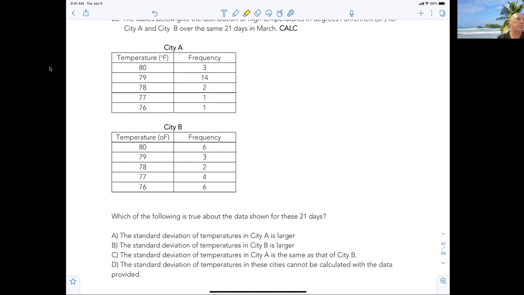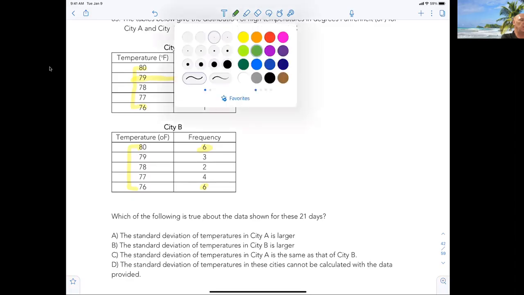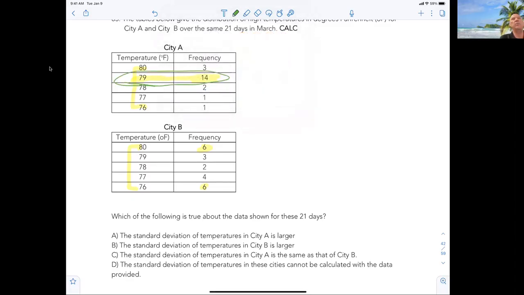If everybody's looking at these numbers, from 80 to 76, and from 80 to 76, it looks like the standard deviation would be pretty close together, right? It looks like it should be about the same. But the problem is, there are 14 numbers that are 79. Does everybody agree with that? Then there are six numbers at 80 and six numbers at 76. So these numbers are grouped closely around 79. Do you agree with me? Whereas these numbers are more spread out. Is everybody understanding me on that?